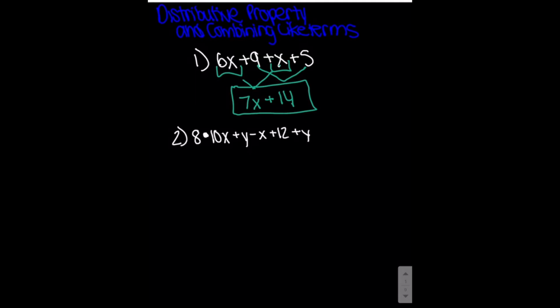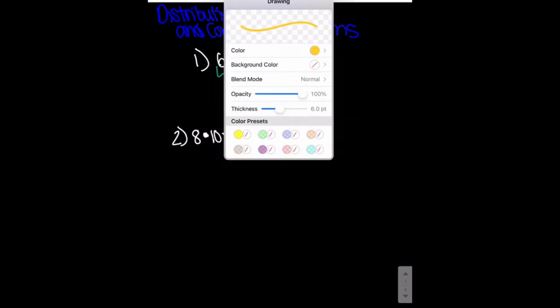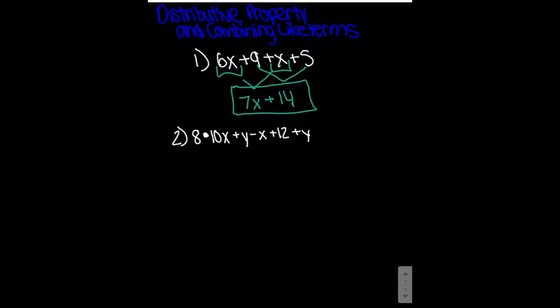Now this is a little bit more overwhelming. Now there are a lot of differences. First of all, there is more than one variable. And now I have negatives and positives. What I mean is that we have 8 times 10x, then we have a plus y, and then we have negative x. This technically would count as negative x, even though it's like minusing x.